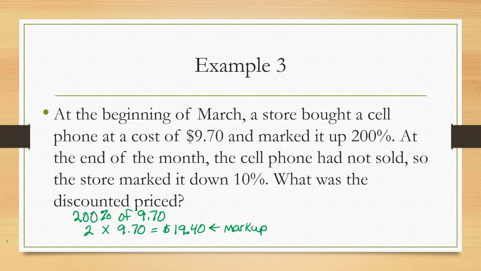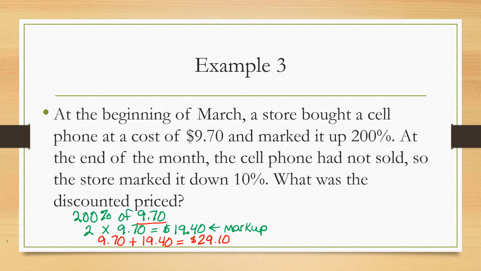Okay, so then we're going to need to take that markup amount and add it back to that original price here of $9.70. So $9.70 plus the markup of $19.40 means that they would be selling the item for $29.10.